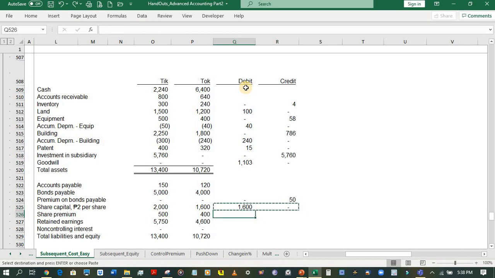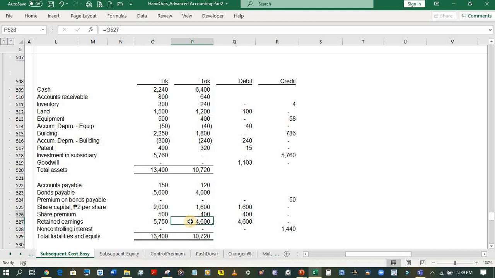The next amount is the share premium. Again, this is debited because we need to zero out this share premium. Next is retained earnings. The retained earnings is 4,600. That is the retained earnings of the acquiree that must be eliminated. Then we credited 1,440 pesos. So that is the posting of the eliminating entries in our working paper. So these are the eliminating entries.